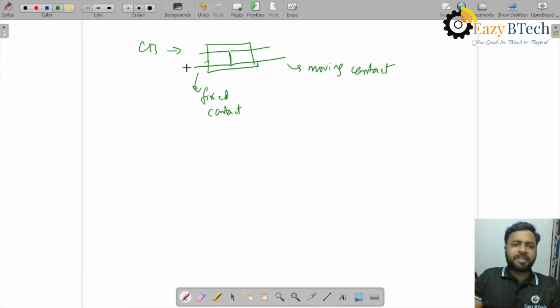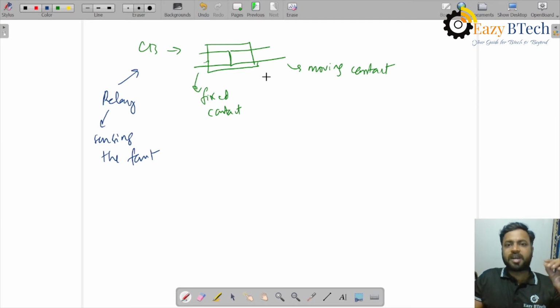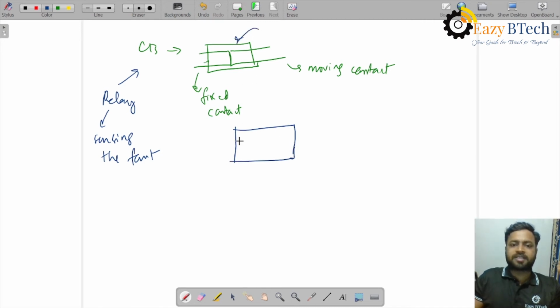So whenever the relay gives the signal to the circuit breaker, the relay has to initiate the operation because the relay is sensing the fault. Whenever the relay senses the fault and intimates the circuit breaker, the circuit breaker isolates the faulty section. For doing the same, the circuit breaker will separate its contacts. Its fixed contact will remain where it is, whereas its moving contact will be pulled apart to isolate the faulty section.